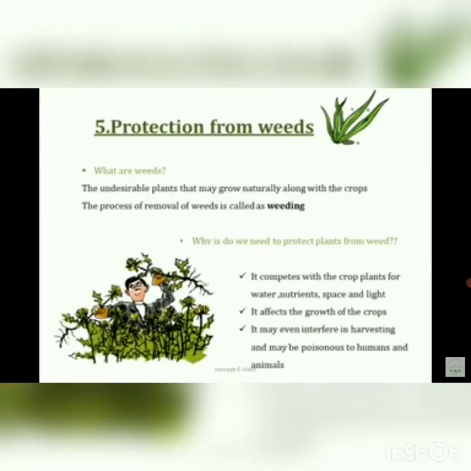Now the fifth agricultural practice is protection from weeds. Weeds are undesirable plants that grow naturally along with the desirable crops, and the process of removing them is called weeding. Weeds compete with the crop plants for water, nutrients, space and light, which affects the growth of the crop. They may even interfere in harvesting, and may be poisonous to humans as well as animals. Therefore, weeding is required.